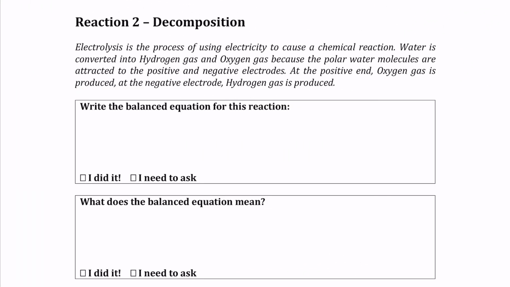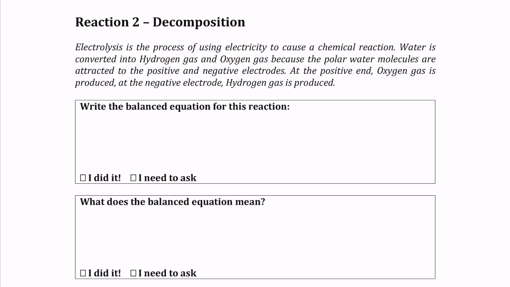So now we're on to reaction number 2, and this is an electrolysis reaction. You've just seen the setup here. And so what we're doing is we're taking water and we're going to run electricity through it. So we're providing some energy here to break up the water into its two pieces, which is hydrogen and oxygen.